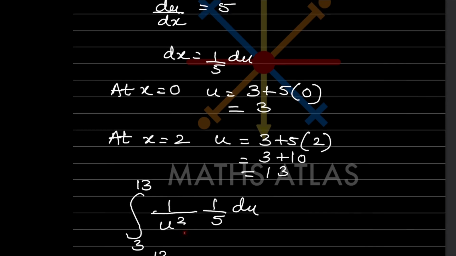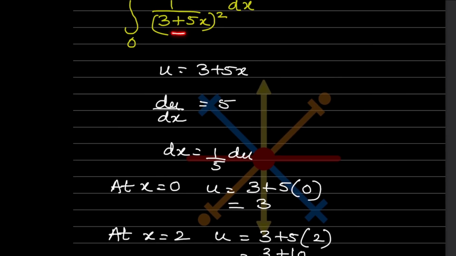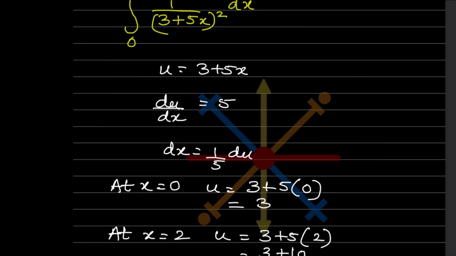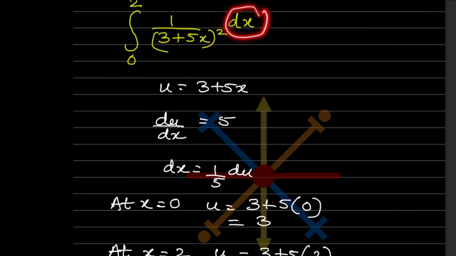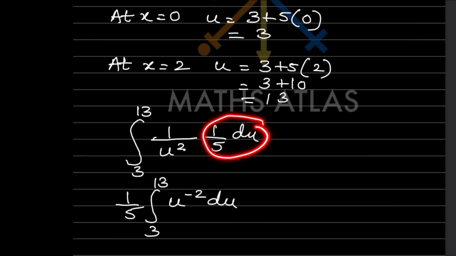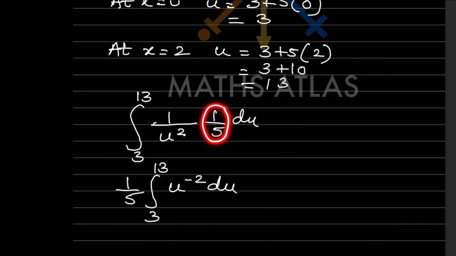And here, this is 3 plus 5x, you have considered this as u. So this is going to be u square. And for dx you got 1 by 5 du, so you are going to write here 1 by 5 du. Now this 1 by 5 is constant, so you will take it outside. Rest here 3 to 13. And if you take u raised to 2 from the denominator to the numerator, it is going to be u raised to minus 2. And here remains du.